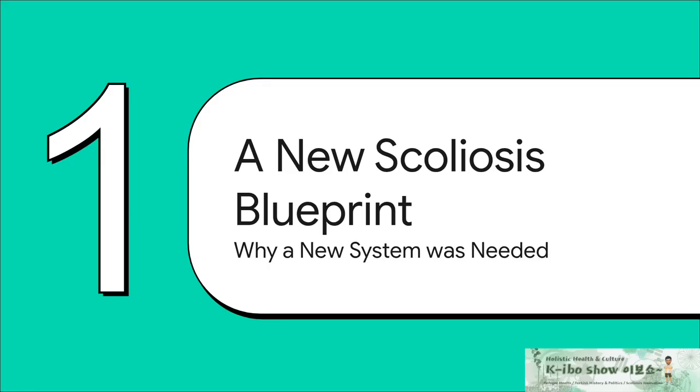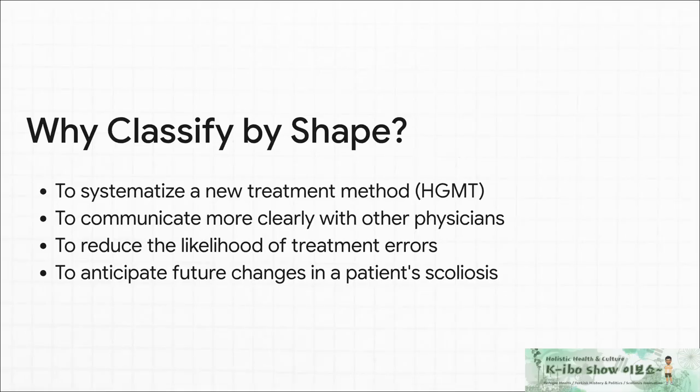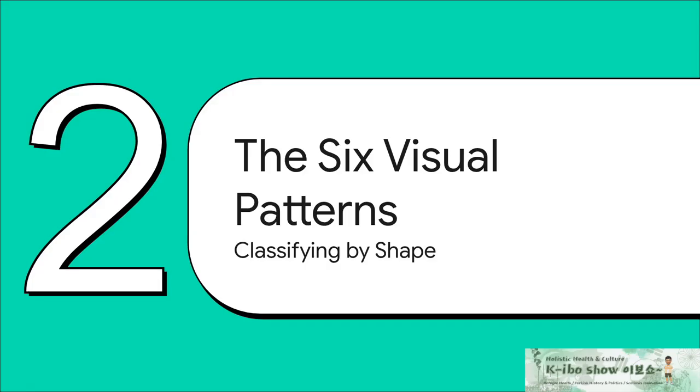Okay, so let's dig into that a little deeper. Why was this new blueprint necessary in the first place? What wasn't working with the old way of doing things? Now, what's really cool here are the practical, real-world reasons. This wasn't just some academic theory. It was built to create a clear system for a specific hands-on treatment called HGMT, giving doctors a common language to use. But maybe the most important part, it was also designed to be a predictive tool, helping doctors actually anticipate how a person's scoliosis might get worse or change down the road. That's a huge deal.